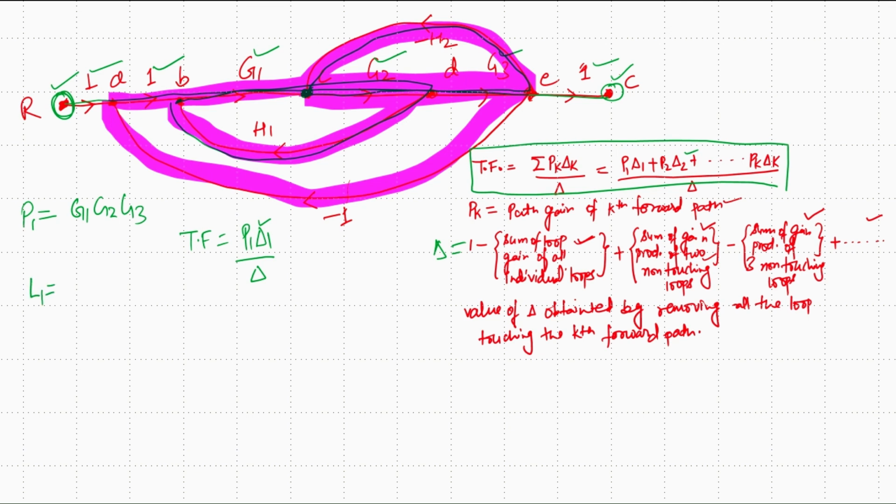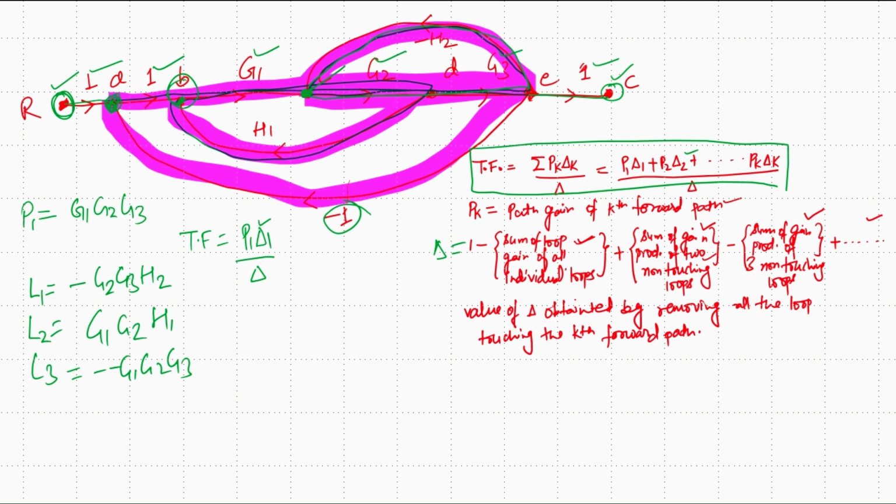The value of L1 is the product of all the gains in that particular loop. Suppose I am considering this loop here; the gains are G2, G3 and H2, so it will be minus G2, G3 and H2. Similarly, for the second loop, which starts from node B and terminates at B, the gains are G1, G2, H1. And the loop 3, which starts from node A and terminates at node A, has gains G1, G2, G3, and there is a minus 1 also, so this will be minus G1, G2, G3. So these are the three loops we have.